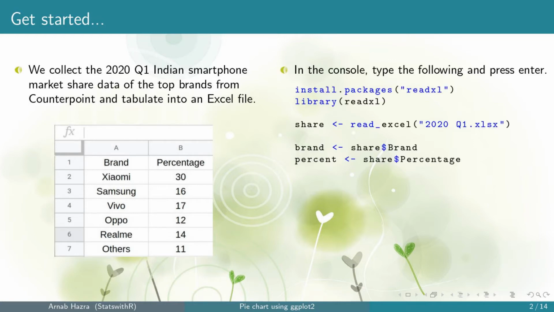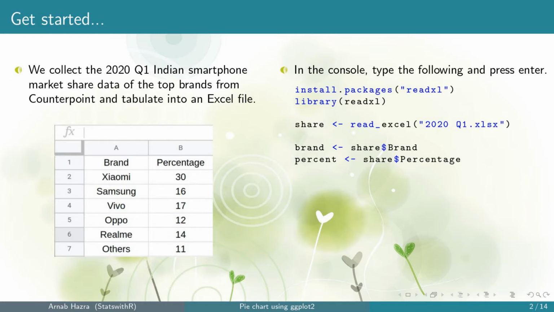Next, we want to load the data into R from the Excel file. For that, we use the following code. Let's see step by step. To read the .xlsx file, we use the function read_excel, which is available in the package readxl. So first we install the package and call it into R using the command library. Once we run the third line, the data is read into a table share.